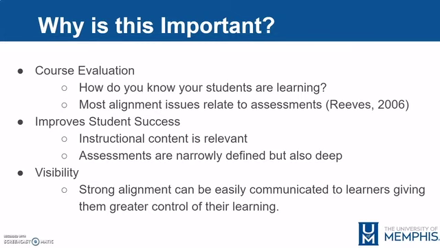Second, and related to evaluation, is student success. Without alignment, instructional content may not be relevant to the learning objectives, making it unclear what students need to know or how they need to demonstrate knowledge acquisition. Additionally, assessments need to be narrowly defined, yet deep enough that students are only asked to demonstrate the relevant knowledge acquisition, but are asked to demonstrate this with enough depth to adequately satisfy the learning objective.